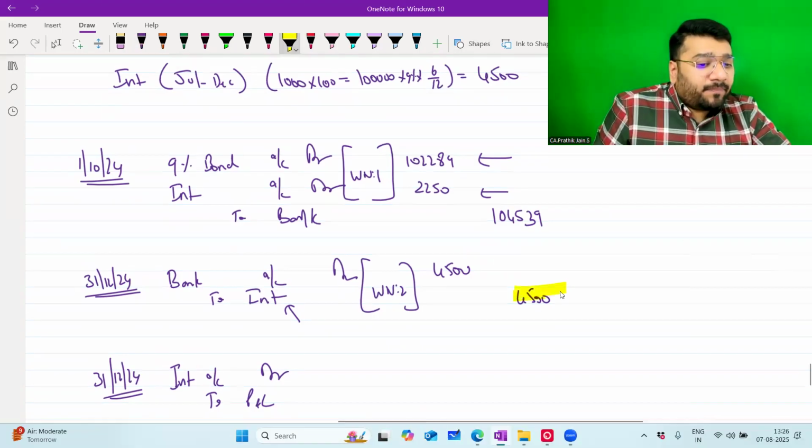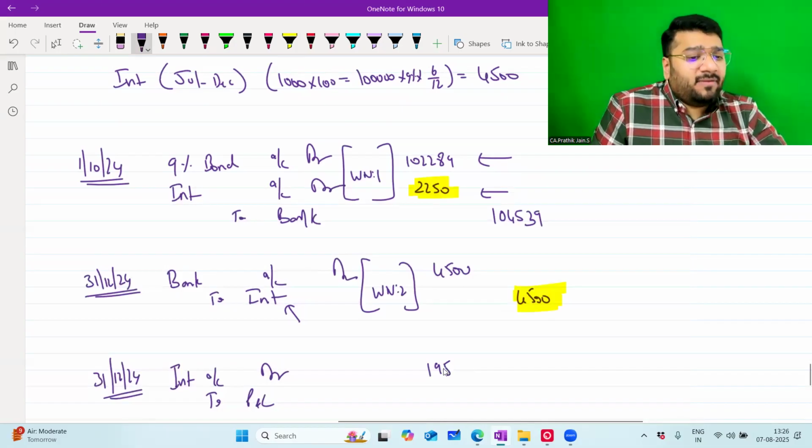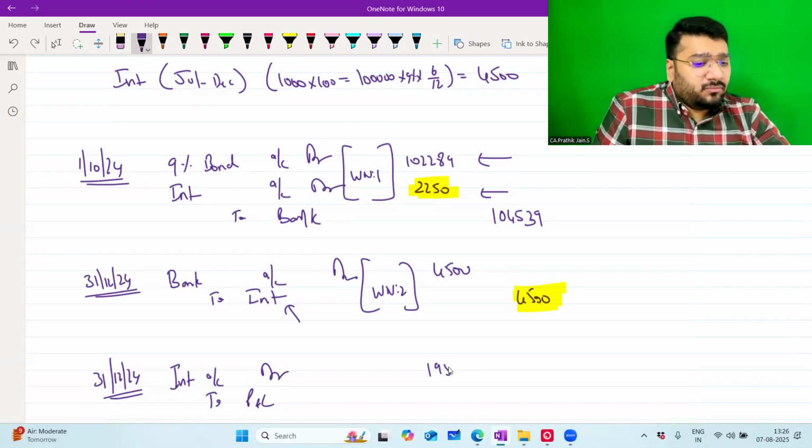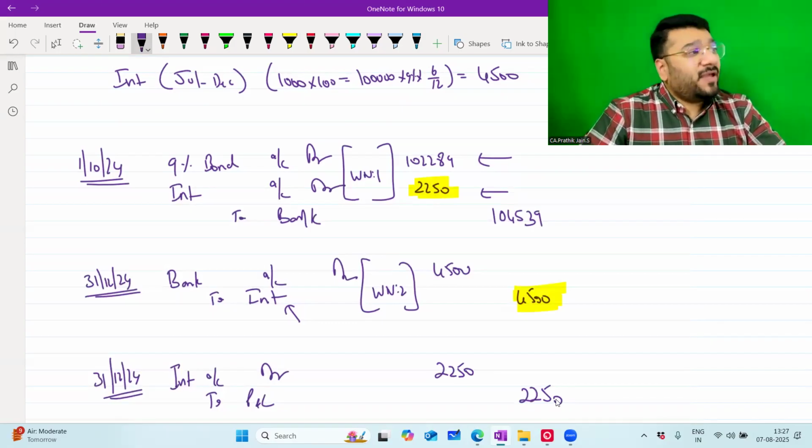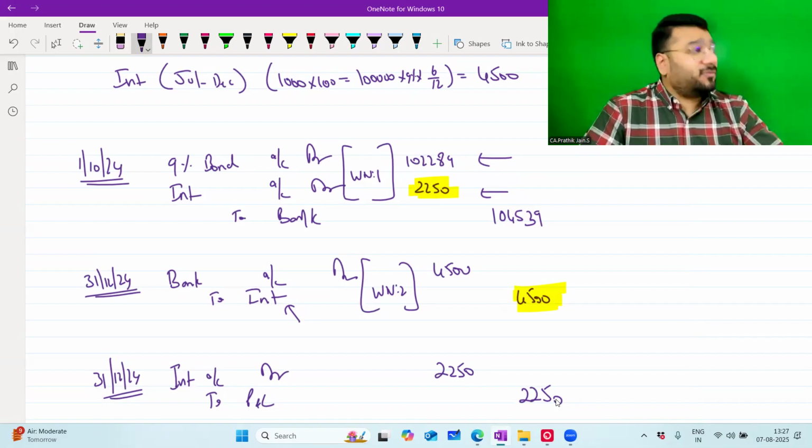4,500 interest income minus 2,250 interest expense. What is the net income? 2250. 19? Hey, 19 will not come. 2250. 2250. I don't trust your brain. That's why I got you a calculator. In the calculator also, if you make a mistake, then I can't trust your calculator also.